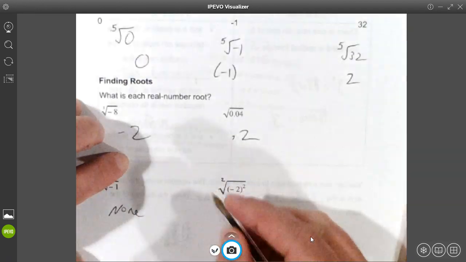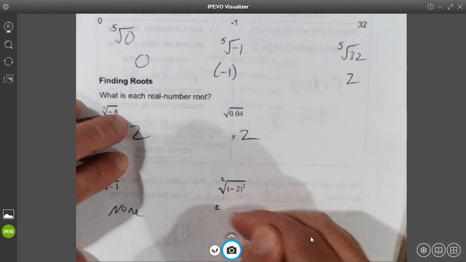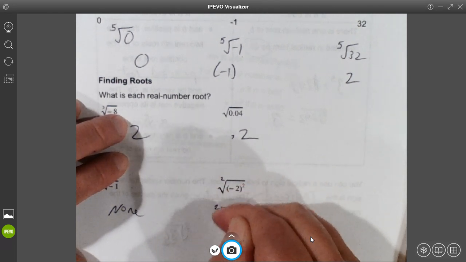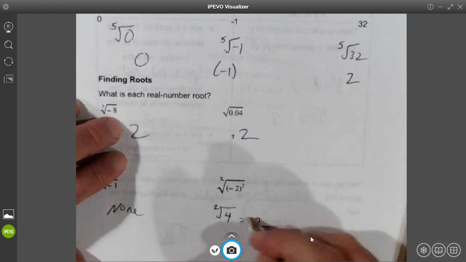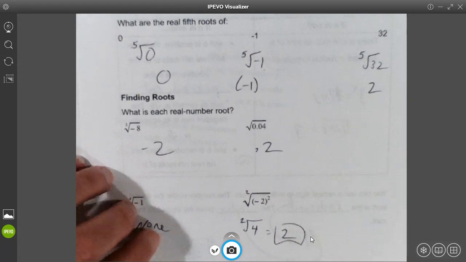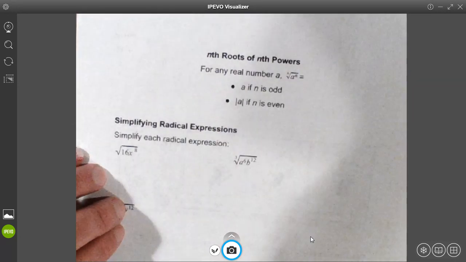All right, and again, kind of go in order of operations here. I've got to do what's underneath there first. I've got to do the square root of 4, and then the square root of 4 is 2. Okay, so you can also use your calculator to evaluate these as well.